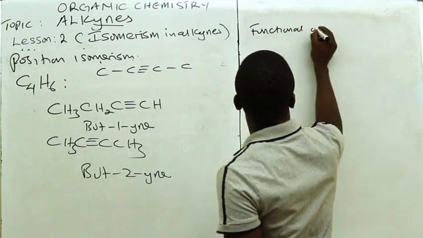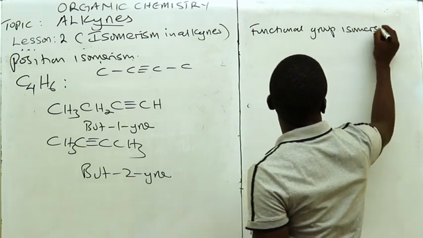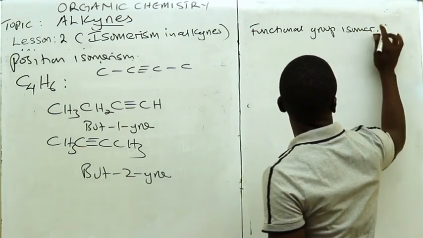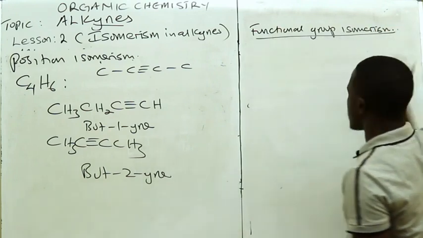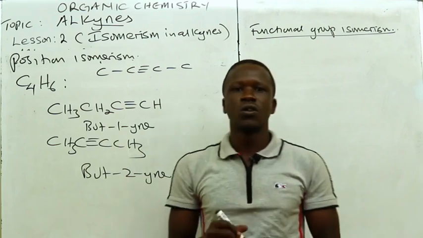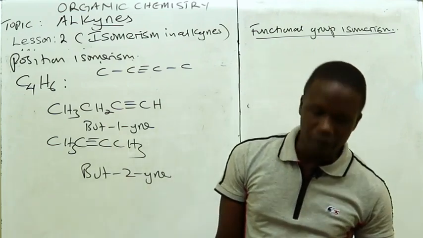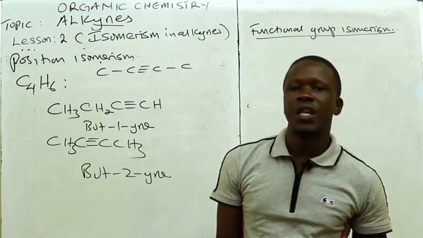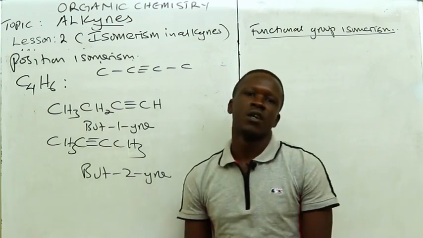Functional group isomerism. Now, functional group isomerism arises when compounds share the same molecular formula, but the compounds have totally different functional groups.